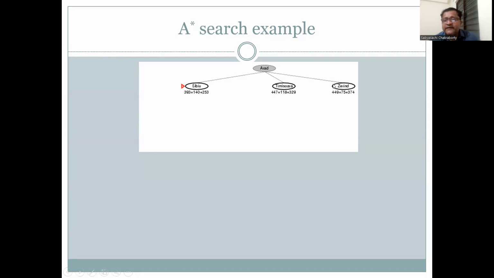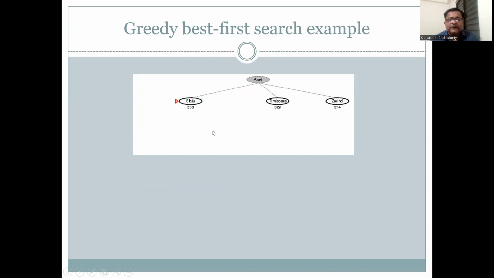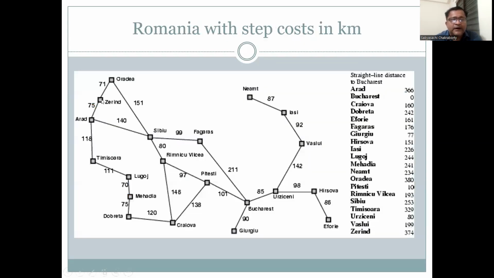Timisoara is 447, Zerind 449. So why 140? From Arad to Sibiu, you can find it on the map. The distance from Arad to Sibiu is 140. So that will also be considered.